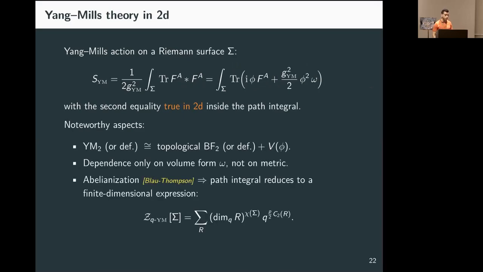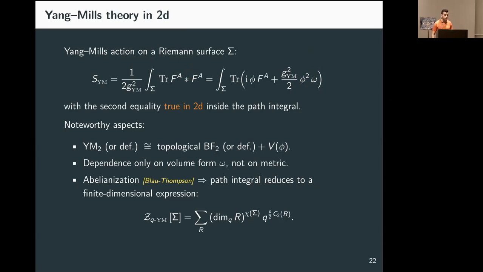So we already see some noteworthy features of 2D Yang-Mills. For example, that any Yang-Mills theory or some deformation of it is equivalent to a BF theory, which is this term, which is topological, plus a certain potential, which in principle is quadratic, but the generalization is really straightforward. We also expect some dependence on the metric from the left-hand side. But from the right-hand side, we see that the dependence is in fact very simple, and we just have this simple dependence on the volume form.